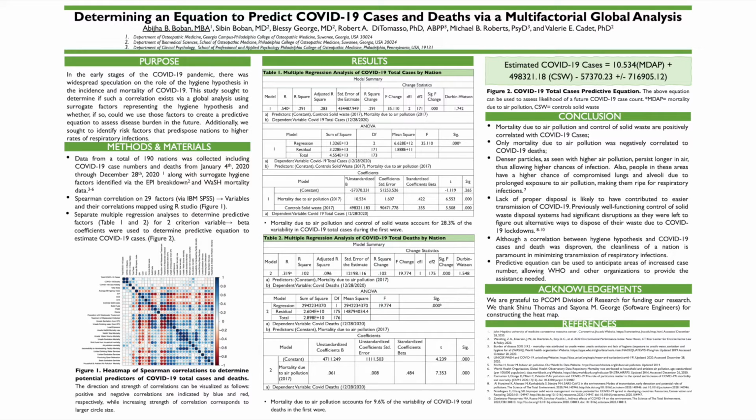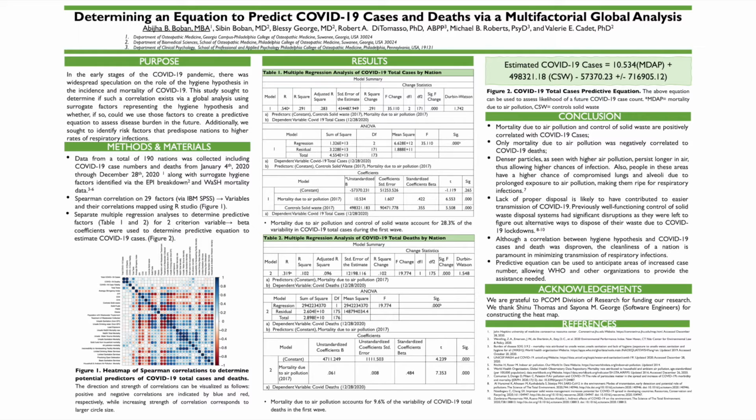As you can see in the results section, Table 1 shows that mortality due to air pollution and control of solid waste accounted for 28.3% of the variability in COVID-19 total cases. Table 2 shows that mortality due to air pollution accounts for only 9.6% of the variability of COVID-19 total deaths. Furthermore, the unstandardized beta coefficients were used to determine the equation.